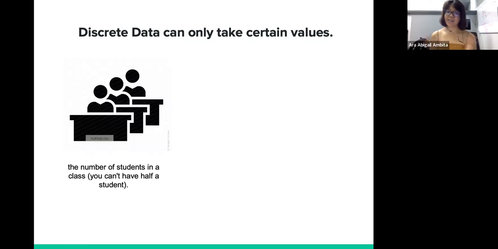You cannot have half a student, right? So we can say that we are 3.5 students in a class. So that is not correct, okay? Because there is no such thing as a half student.